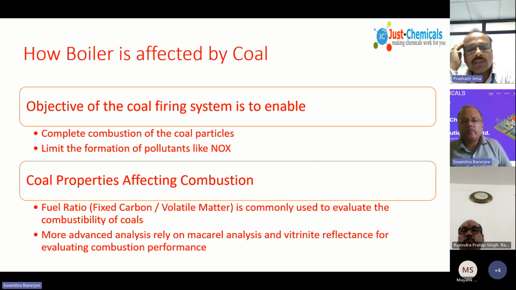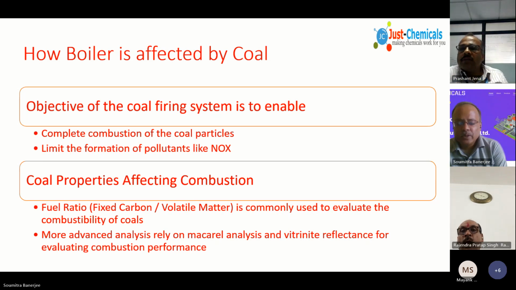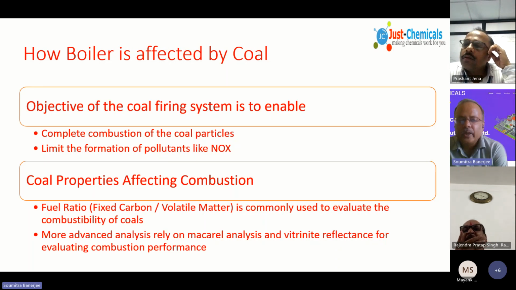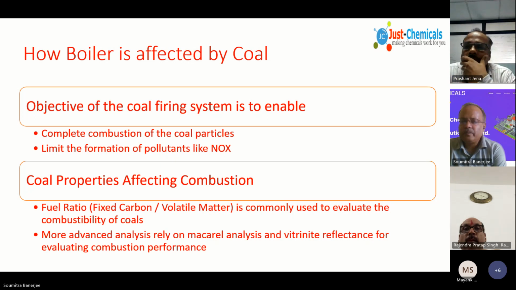Commonly, what are these two analyses? Maceral analysis and vitrinite reflectance. These actually depend on the coal age, and this is done in Australia. Indranil, have we started doing these in India somewhere? No, sir, not yet.